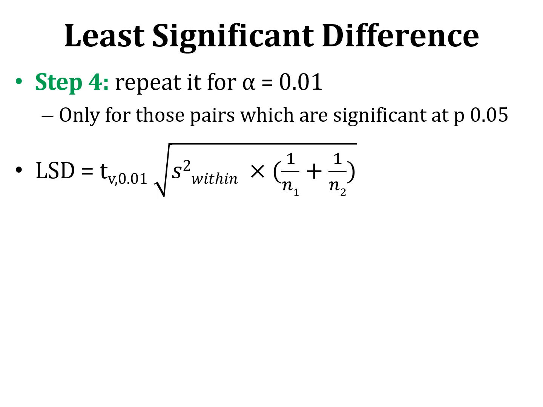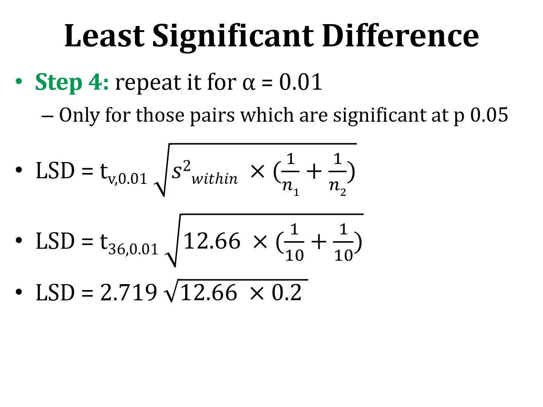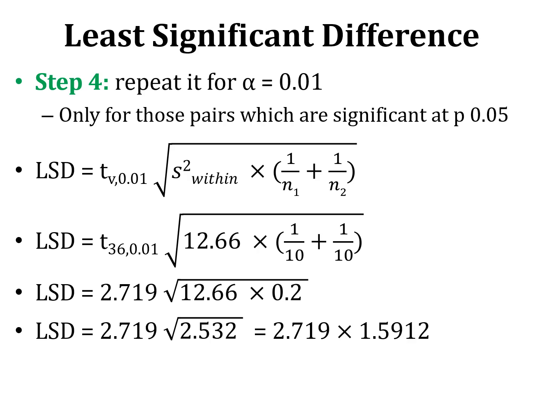So at this stage, we are going to compare only those pairs which are significant at 0.05. And this is the same formula, and the difference is going to be the t-value, which is now taken from the 0.01 level. And the variance within is the same, and the number of observations are also the same. So the t-value here is 2.719. So when we multiply 12.66 with 0.2, we have 2.532. When we take the square root of this and multiply it by the t-value at 36 degrees of freedom and 0.01 significance level, which is 2.719, we get our LSD, which is 4.3265 in this case, right?